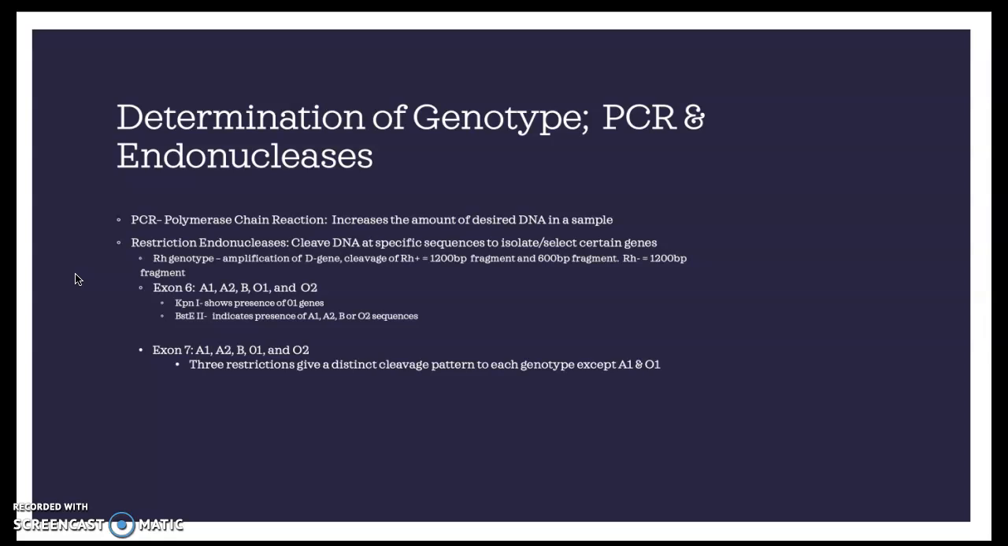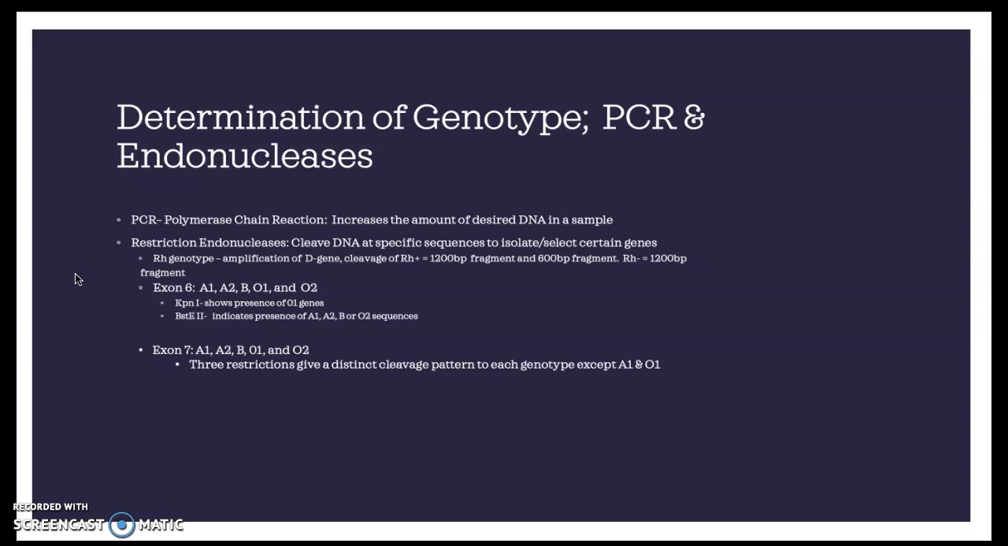The amplification and cleavage of the D gene tells you the Rh genotype, whereas the cleavage of an Rh positive individual shows banding at 1200 base pairs and 600 base pairs. An Rh minus individual only shows banding at 1200 base pairs.